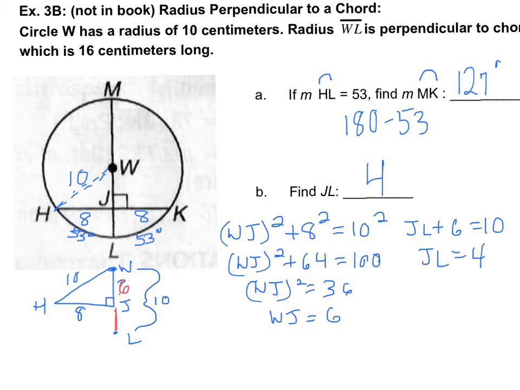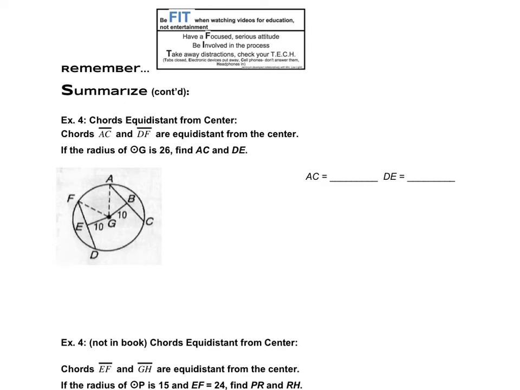So that's what we're looking at for those two examples, which are a radius drawn perpendicular to a chord. On the next page here, we're going to be looking at when a chord is equidistant from the center. And so we're told here that AC and DF are equidistant from the center. You can see their distance is marked as 10. A reminder that when we're talking about equidistant, that is always a case where distance is measured at a 90-degree angle, at right angles.